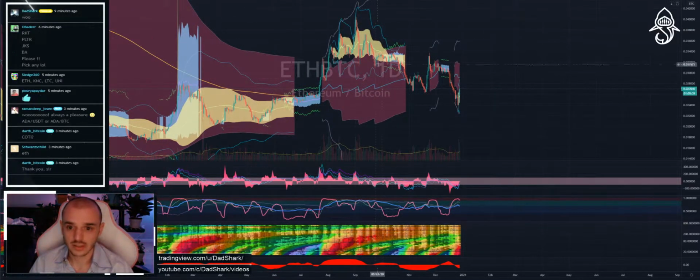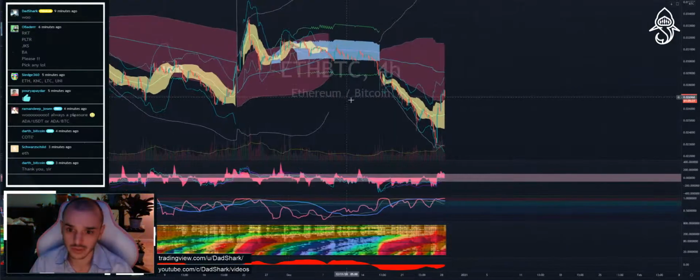Okay, daily implies compression, but it's already tapered off, so sufficient potential energy. 4 hour, daily. Yeah, daily implies new downtrend. Let's see, 4 hour here.